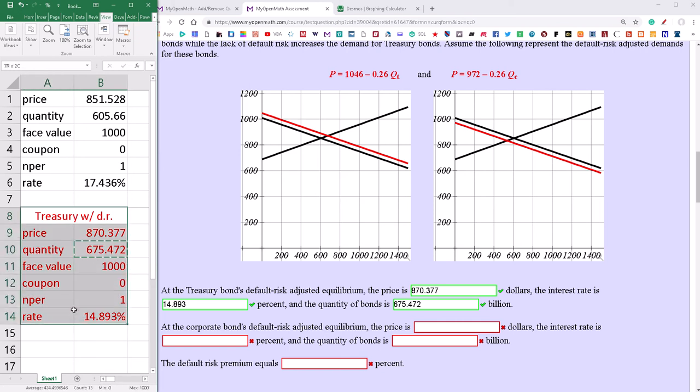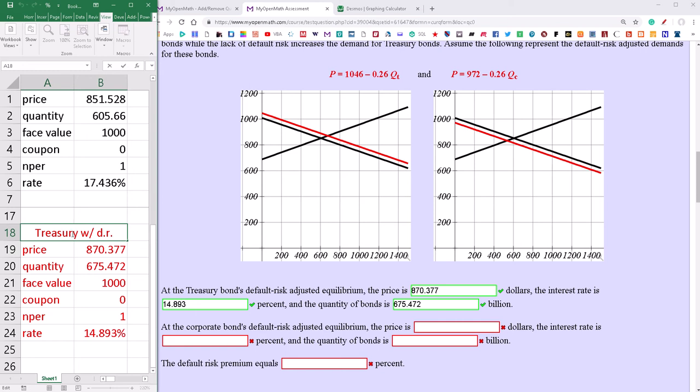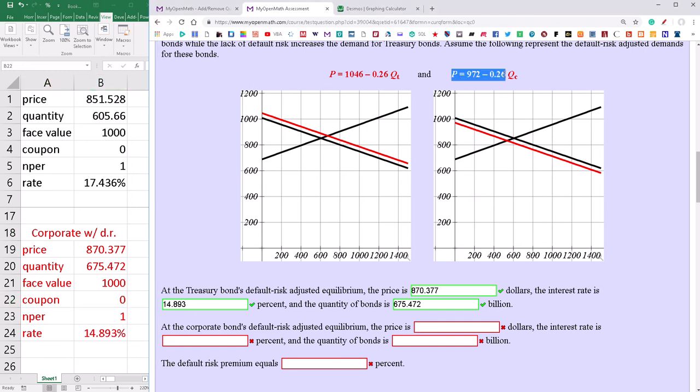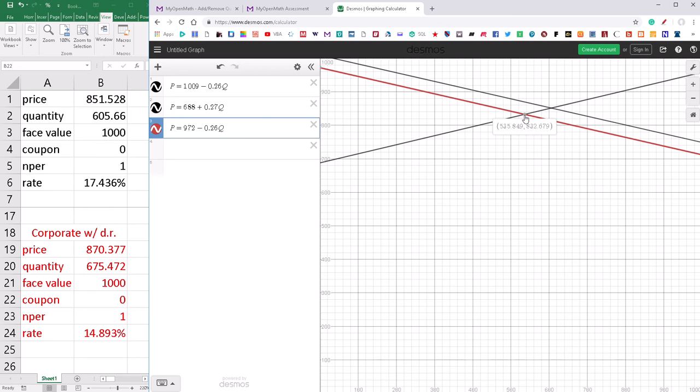Okay. I'm going to copy this. I'm going to do it for the corporate bonds. Now I got to copy the corporate bond equation. I'm going to replace the treasury. Okay, so people have left the market, right? The people that left the market entered the treasury market.